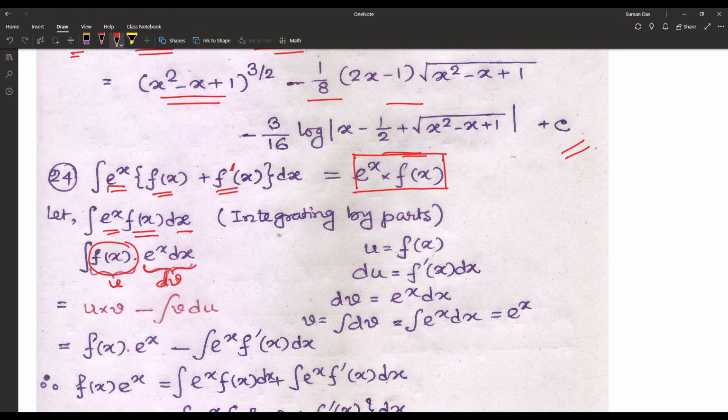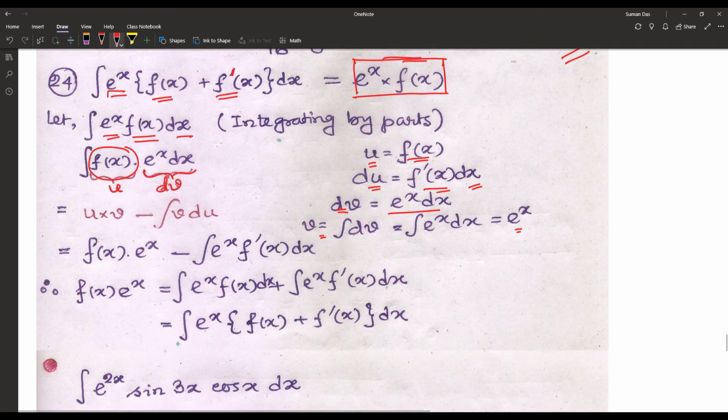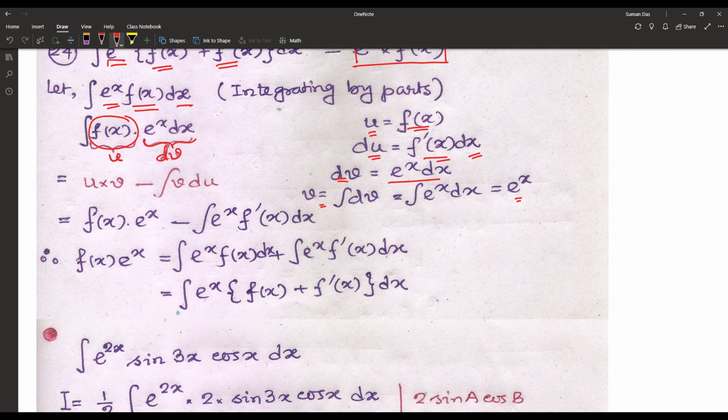So u is equal to f(x), du is equal to f'(x) dx, and dv is equal to e^x dx, so v is equal to e^x. Using the integration by parts formula, the integration of u dv is equal to u times v minus the integration of v du.